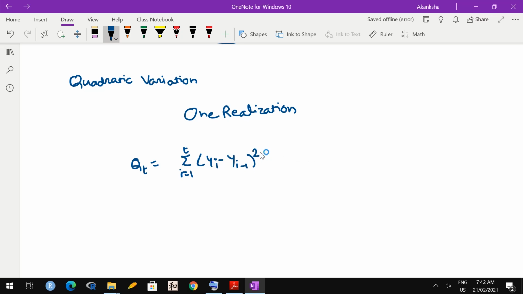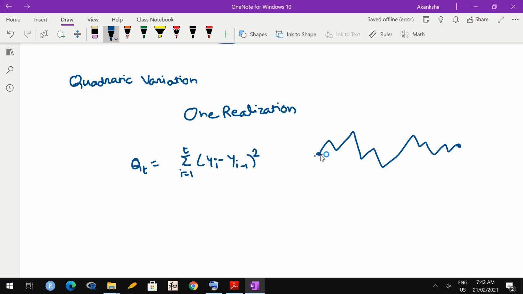Square. Of course, the word quadratic should tell me that there should be a square involved. So basically we are saying how much deviation is there. I have started a process here, and suppose my process goes something like this. This is a general process, not a random walk. In each unit of time, I am considering a discrete time process. So in each unit of time, how much have I moved?